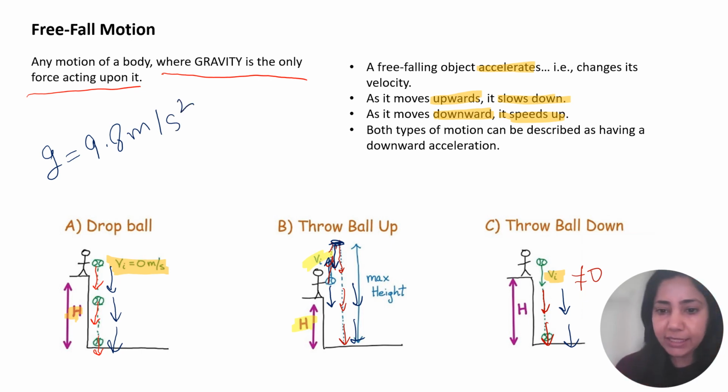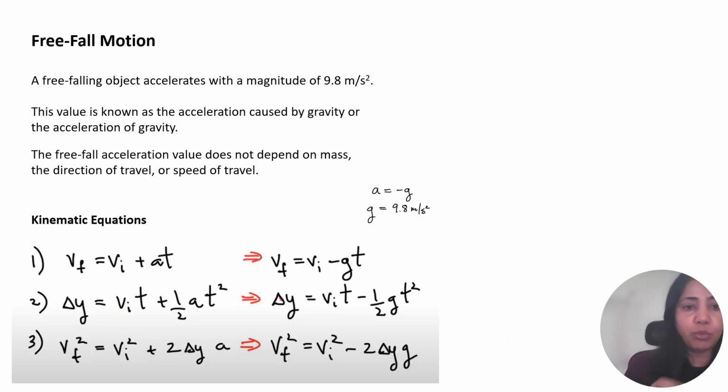So let's discuss this more. What happens during this free fall motion? In free fall motion, the objects always accelerate with the magnitude of 9.8 meter per second square. And this value is also known as the acceleration due to gravity that we know.